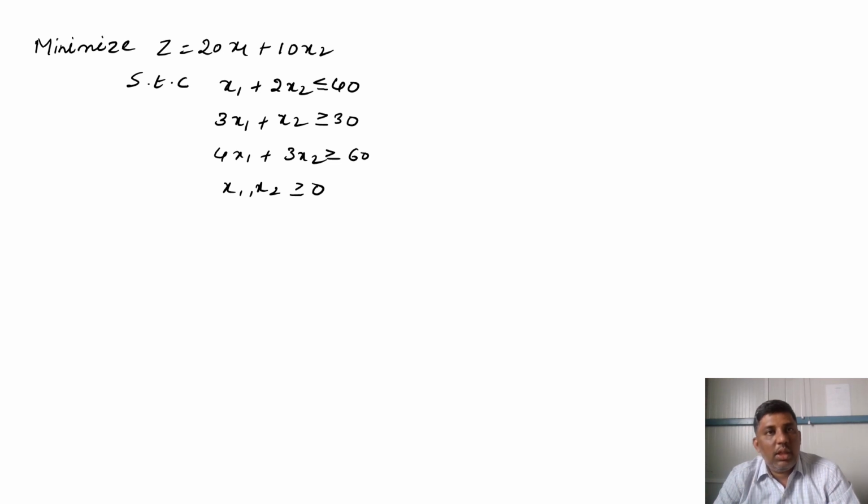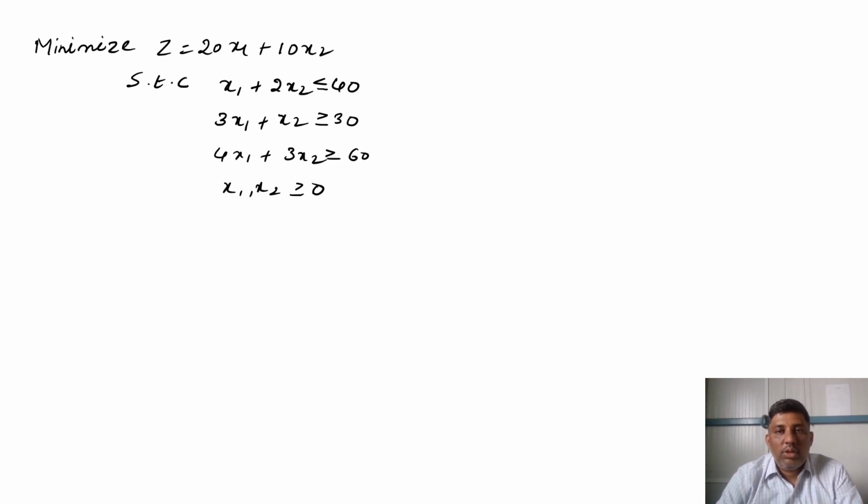Now here he is giving an objective function z equal to 20x1 plus 10x2, and he is having three constraint equations: x1 plus 2x2 less than or equal to 40, another one is 3x1 plus x2 greater than or equal to 30, 4x1 plus 3x2 greater than or equal to 60, and he also gave the non-negativity condition. So we already know the process of how to solve this graphical method.